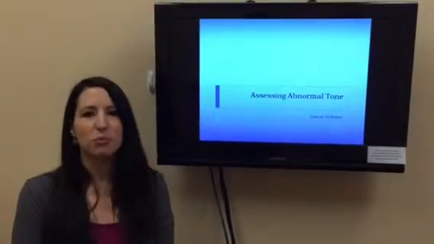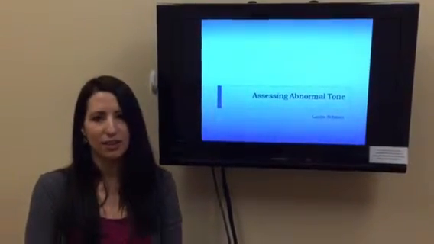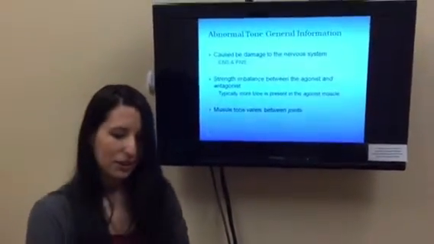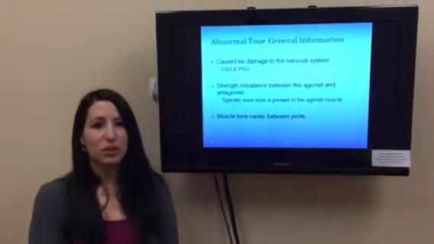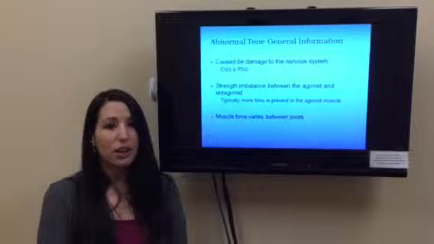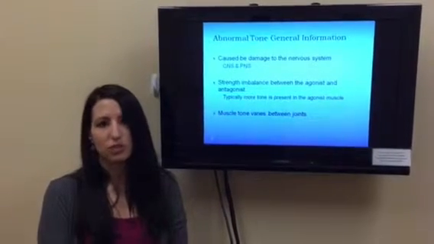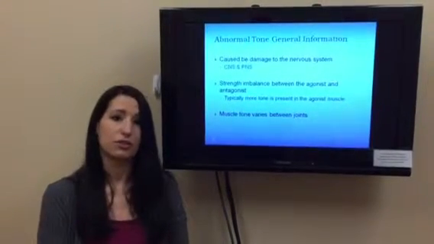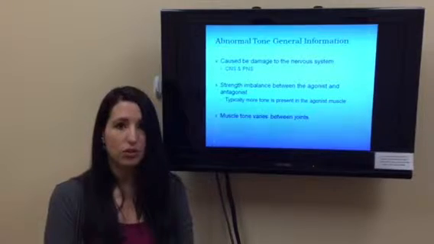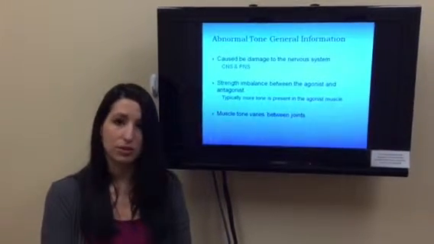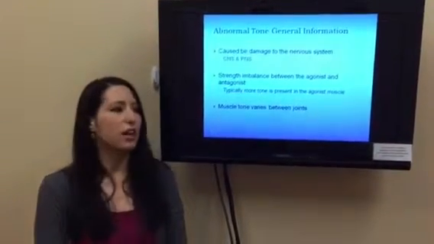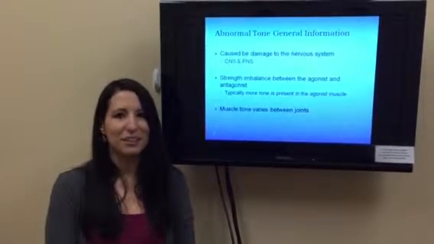I'm going to talk about abnormal tone today and how to assess for that. So first I wanted to go over some general information about tone. It can be caused by damage to the central nervous system or the peripheral nervous system. So you'll see it a lot of times in strokes, and you might see it in patients with CP. So there's a variety of diagnoses that it can be seen in.